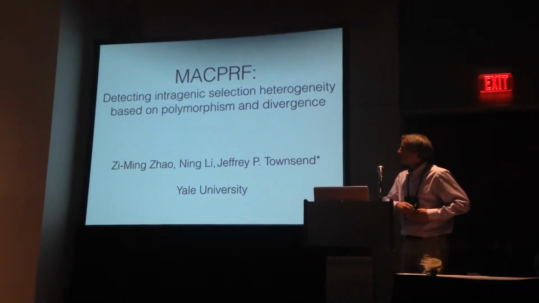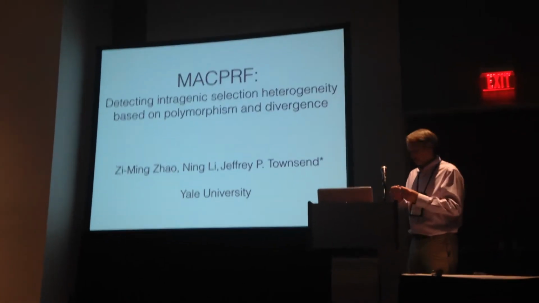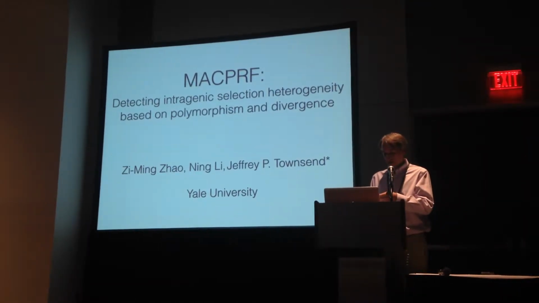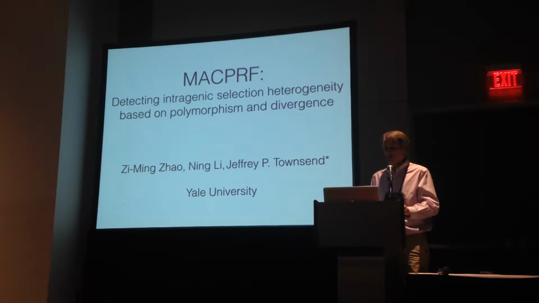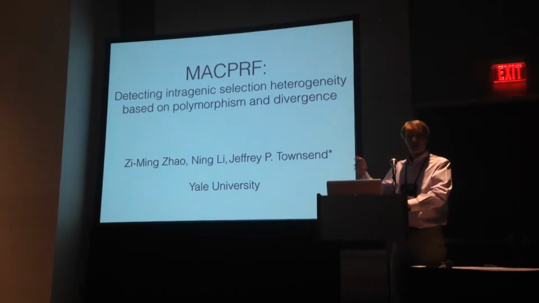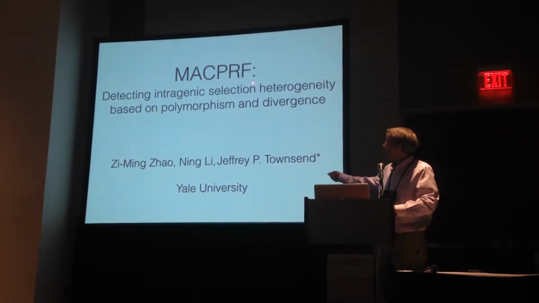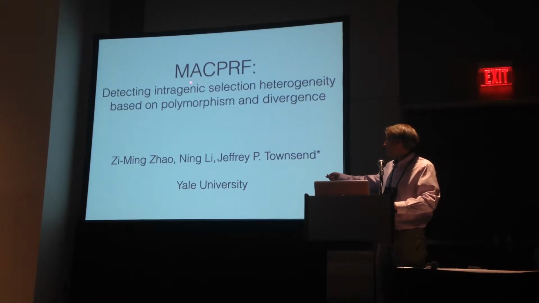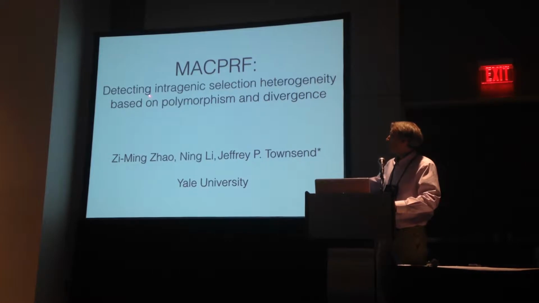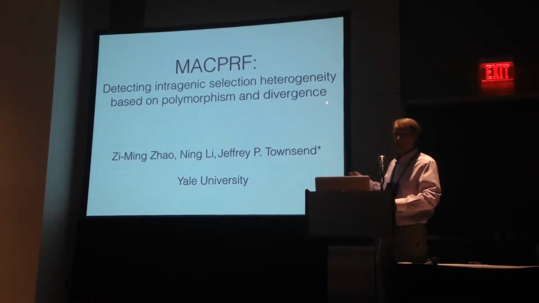All right, so I'm going to tell you about a new method that I've been developing with members of my laboratory, and I'll show them in the last slide. But I want to orient you carefully to what the method is, and it's going to involve a little bit of theory, but we'll get through that pretty quickly. So the method is called MAC-PRF, which stands for Model Average Clustering and Poisson Random Field Analysis. It's a method that we've been developing to detect intragenic selection heterogeneity based on polymorphism and divergence.